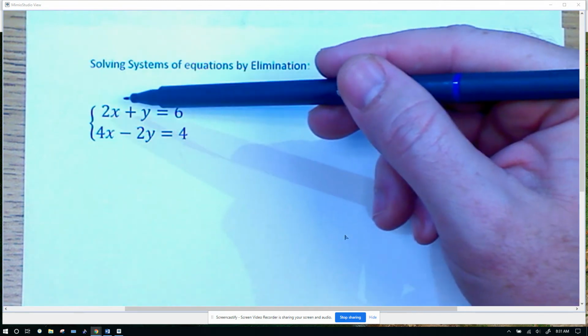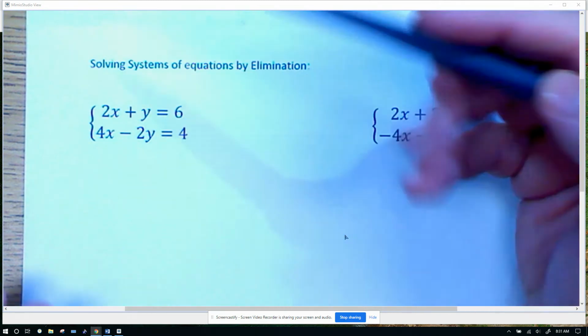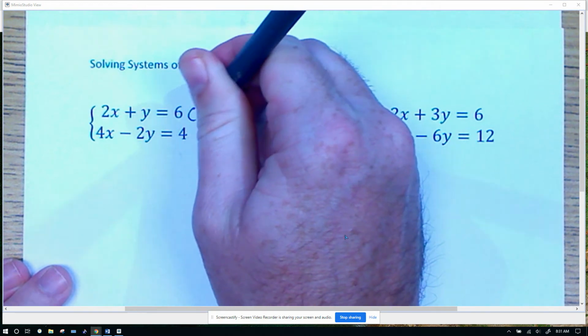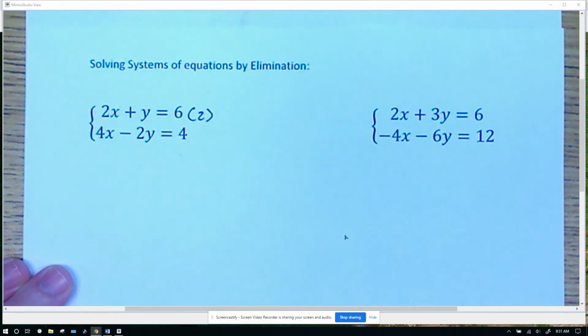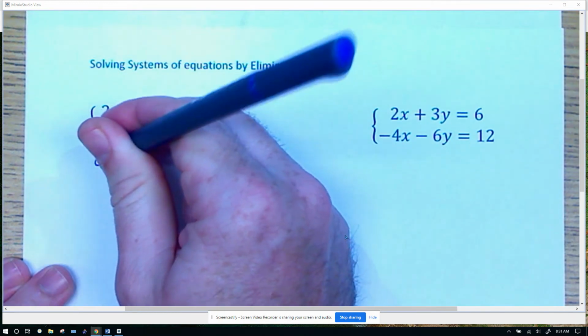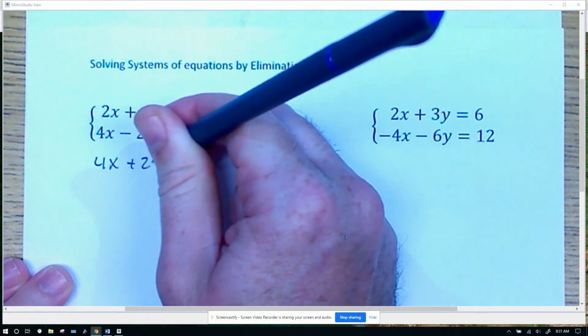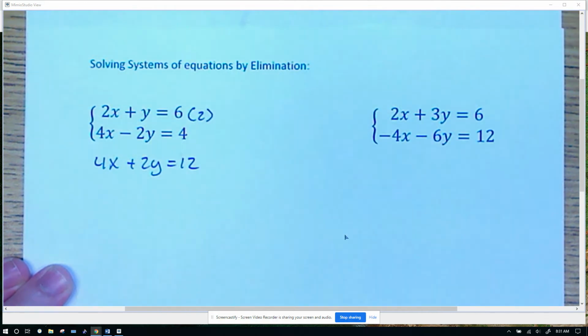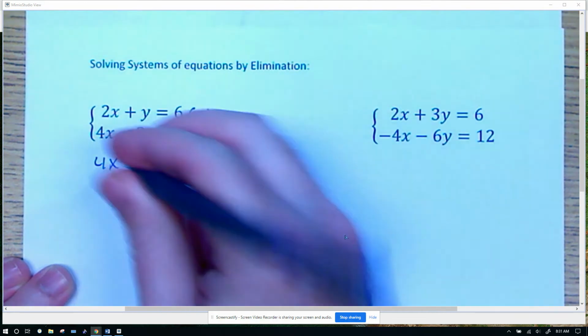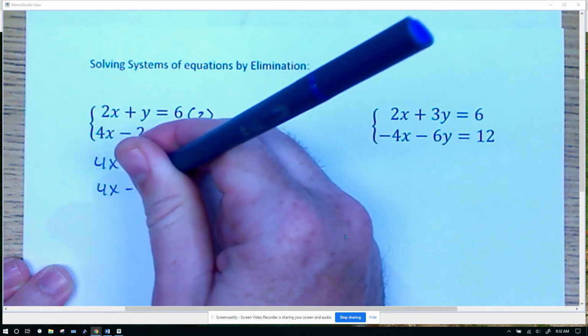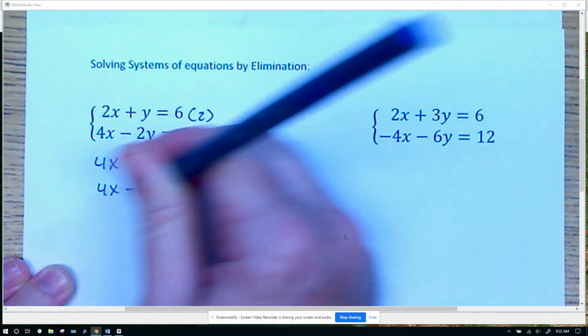Everything is going to get multiplied by 2 so that we can cancel the y's out, and you'll see this in just a second. So if I multiply the top equation by 2, that new equation is 4x plus 2y equals 12. The bottom equation I'm going to keep the same, so it's going to stay 4x minus 2y equals 4.